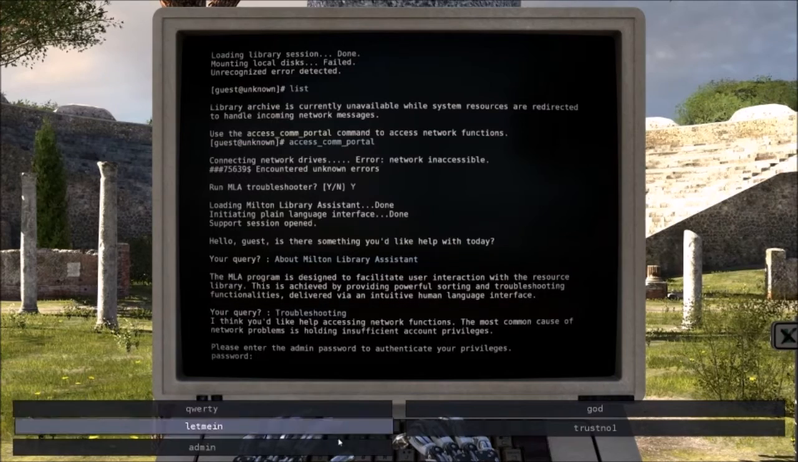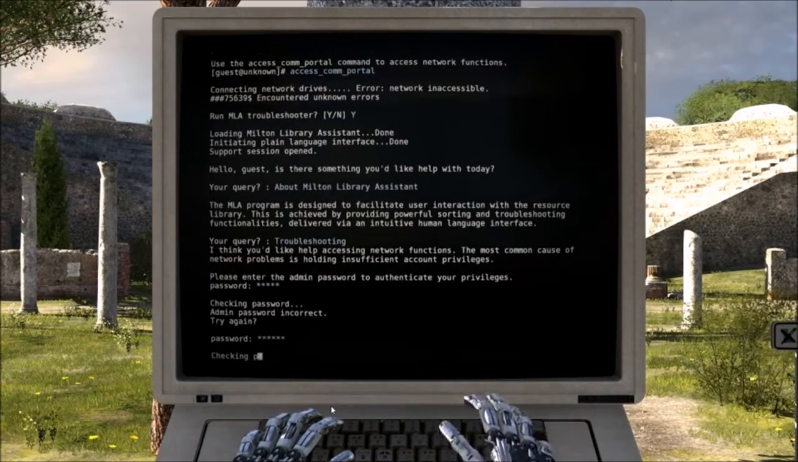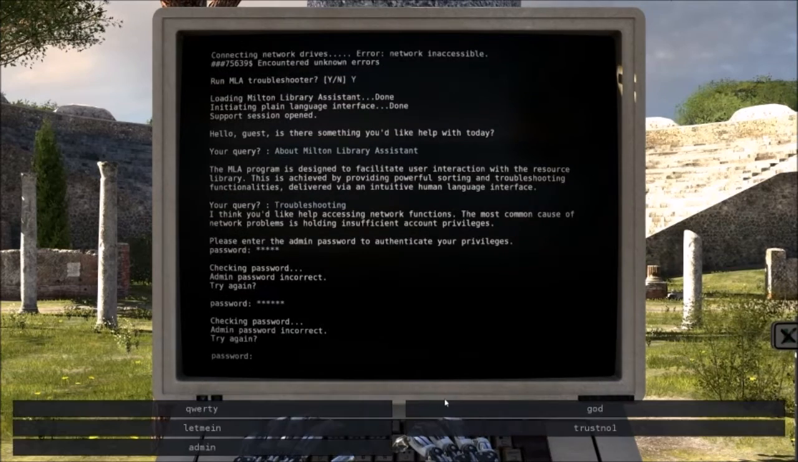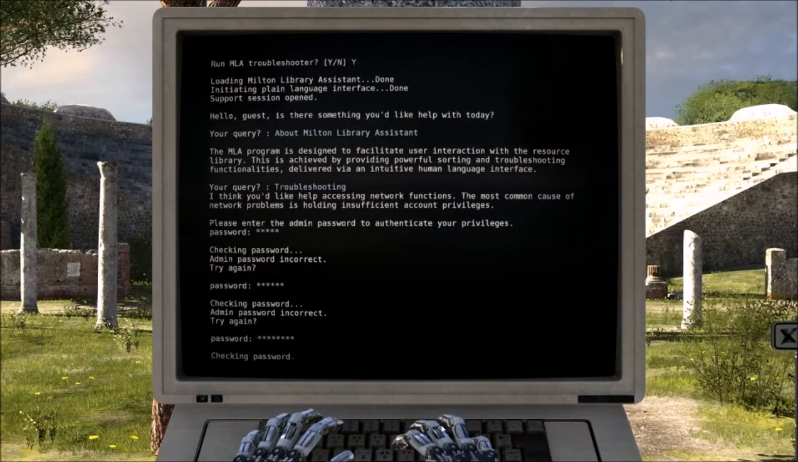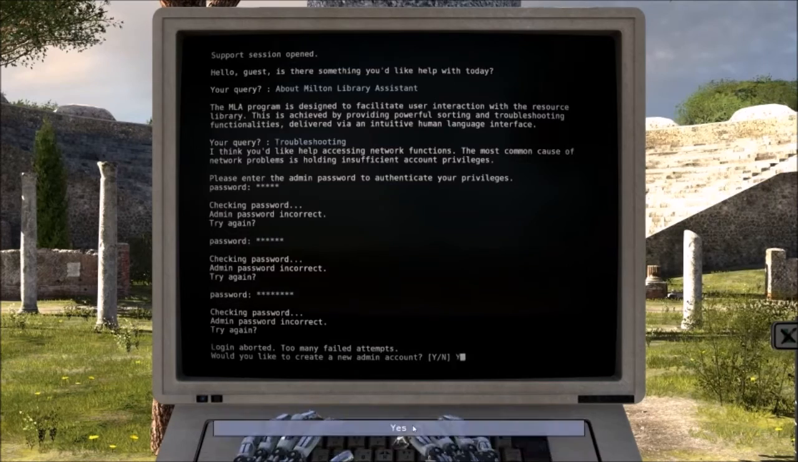Okay. Admin. QWERTY. Trust no one. Okay, too many failed attempts. Yeah, create a new admin account.